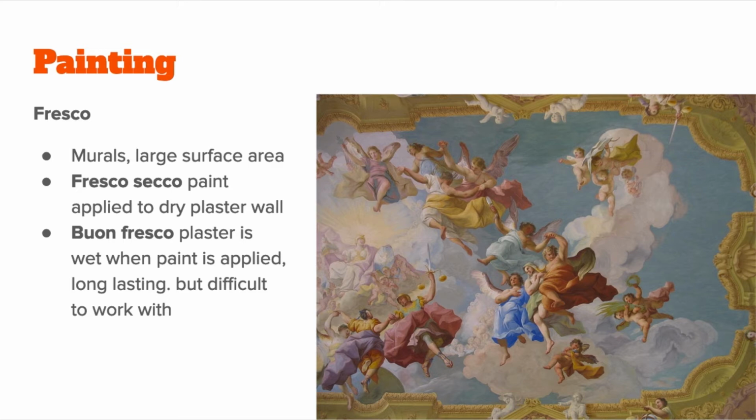You have fresco secco, which is applied after a wall has been completed and finished. The artist mixes another layer of plaster mixed in with pigments to create a thin layer of paint and color, whereas bon fresco is a wet process in which the wall is painted as it is being constructed. It takes a lot more time and a lot more material, and is a much slower process compared to fresco secco.